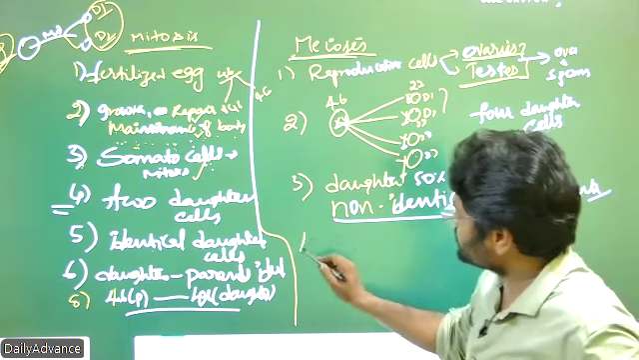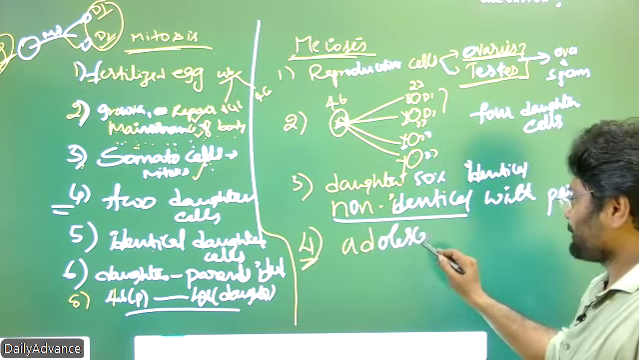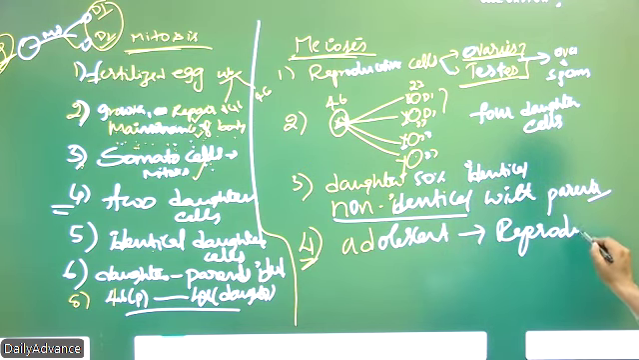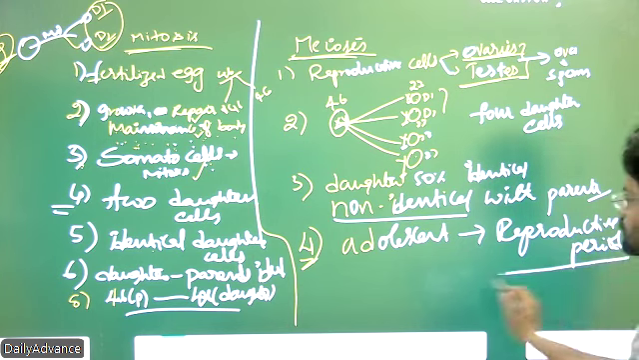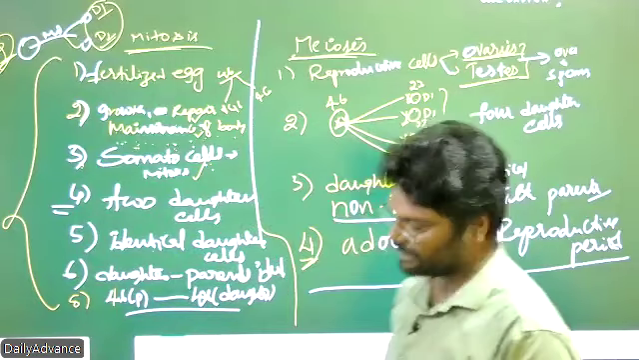Understand? This starts with adolescence and ends with the reproductive period. So this is the basic information about mitosis and meiosis.